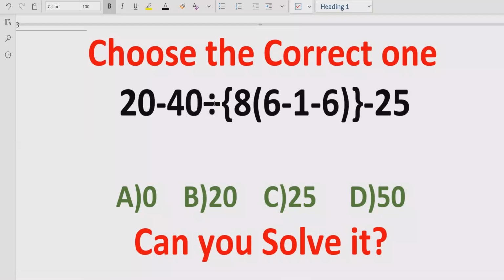Today we will solve another quiz which is related to arithmetic expression. The quiz contains the basic operations: plus, minus, multiplication and division. So we have to solve this quiz using PEMDAS and BODMAS method and find out the correct answer. In the answer list we have four answers. A is 0, B is 20, C is 25 and D is 50. So let's see after solving it which answer is correct.